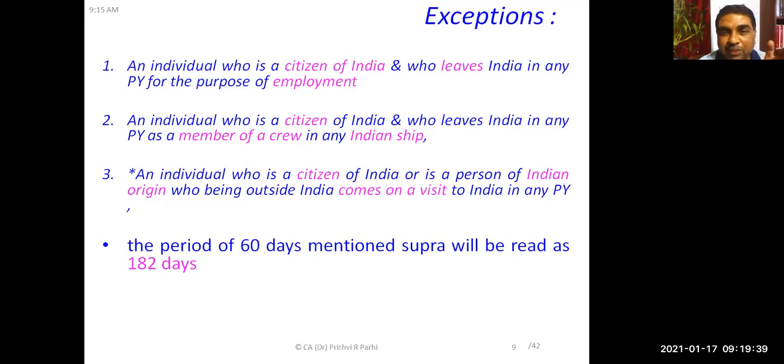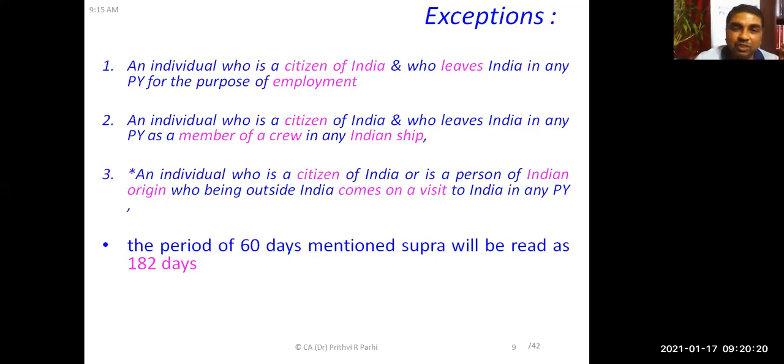He may not be a citizen of India, but he should be a person of Indian origin. What is the meaning of person of Indian origin? I'll be explaining it in detail subsequently. Right now, you have to remember, if that person's father or grandfather was born in undivided India, that person will be considered a person of Indian origin. Undivided India means, roughly, India, Pakistan, Bangladesh all taken together. Either his parents or grandparents were born in undivided India, then he will be considered a person of Indian origin. Exact meaning I will be telling you subsequently.